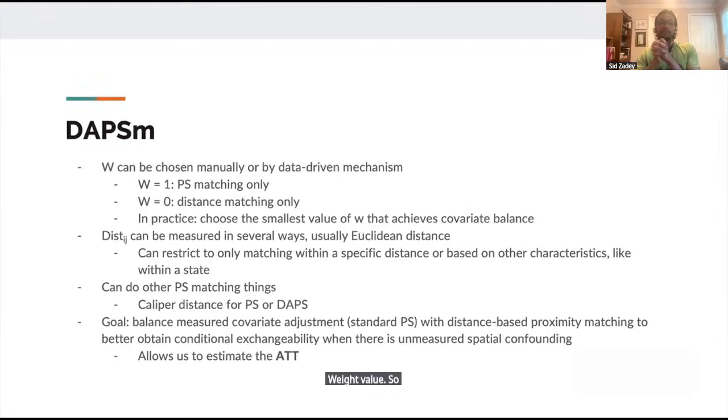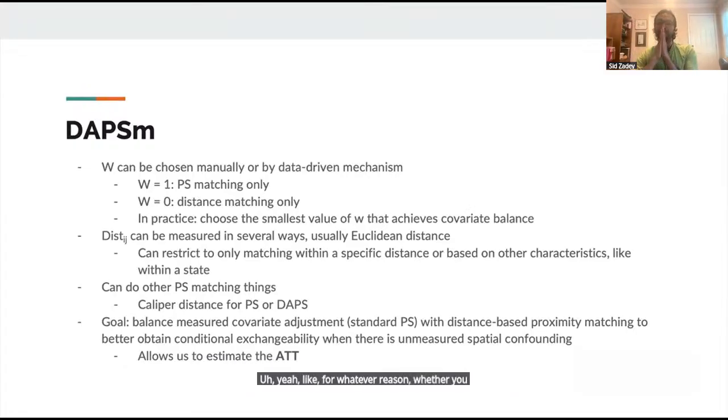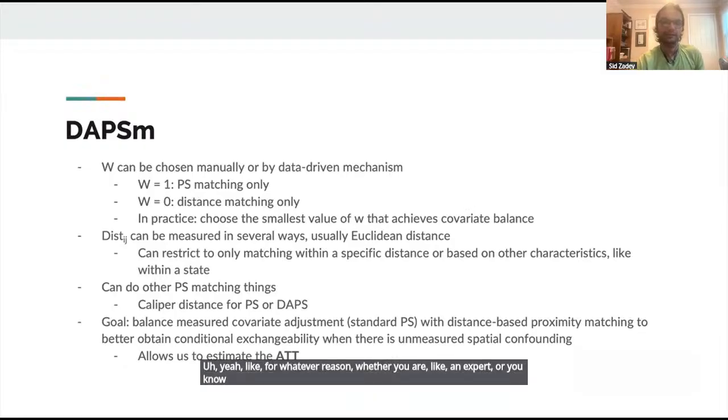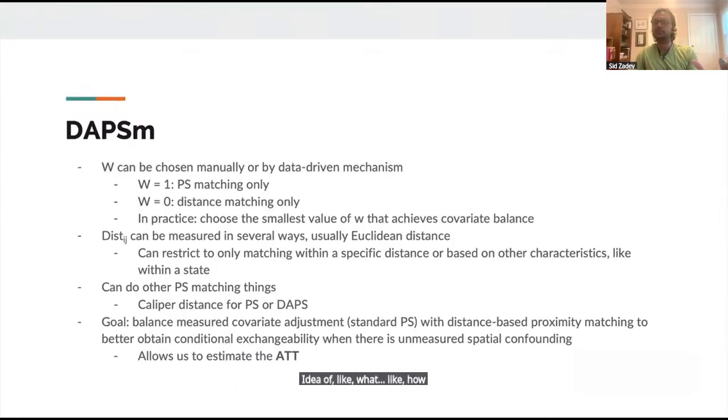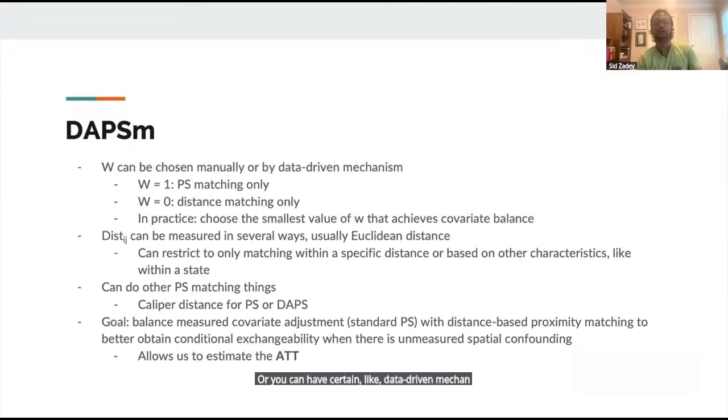So you can either do it manually, which kind of goes back to Joel's question. Let's say you have a good idea, whether you are an expert or you know something from theory or past literature, of how much of the unmeasured confounding can be spatial. If you think that you have a good idea of that, you can choose the weight manually, or you can have certain data driven mechanisms to do it for you.